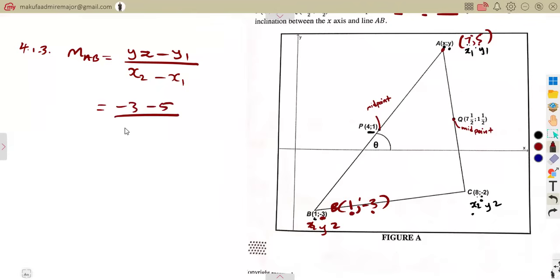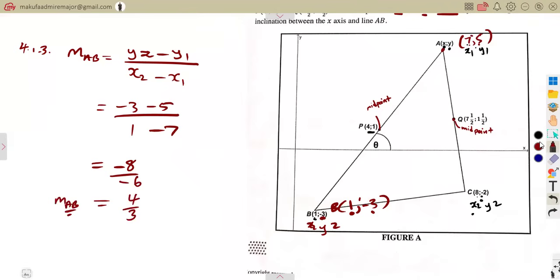Okay, the X value here, that is 1 minus the X value, which is 7. So that is it. On your calculator, simplify, that was going to be minus 8 over minus 6, which is 4 over 3. So this is the gradient of AB.